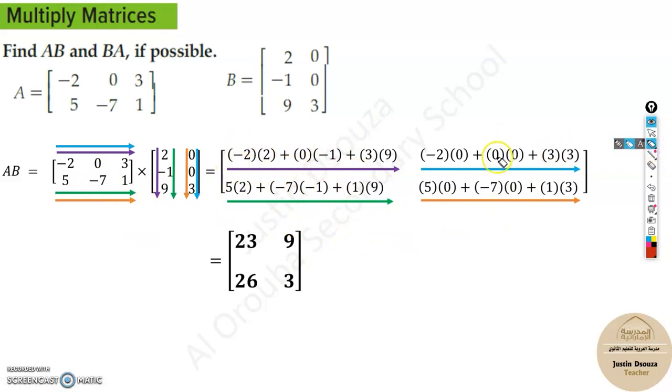Over here, 2 times negative 2 is basically negative 4. Over here it'll be plus 0, and 9 times 3 is 27. 27 minus 4 is 23. And same way you can add them all up and you can find the answers. This is the answer if you multiply.